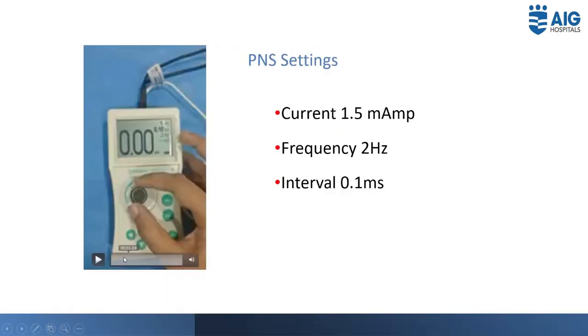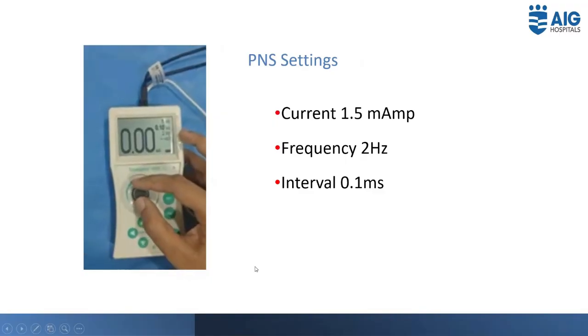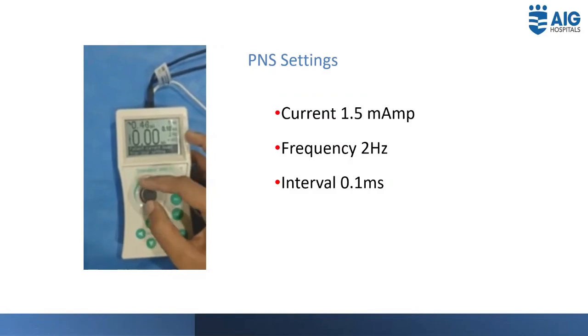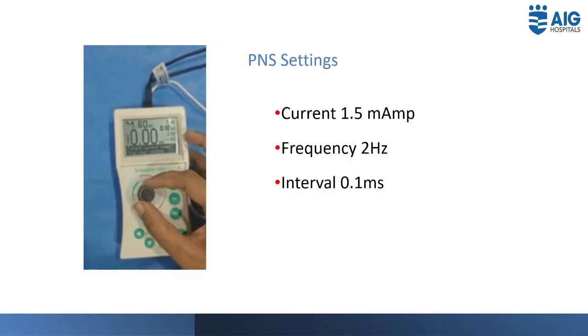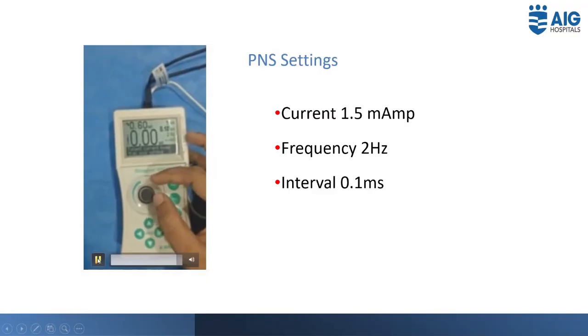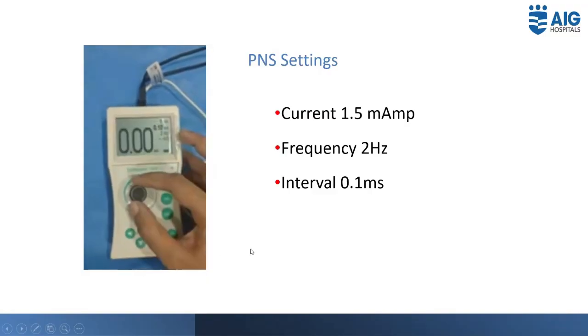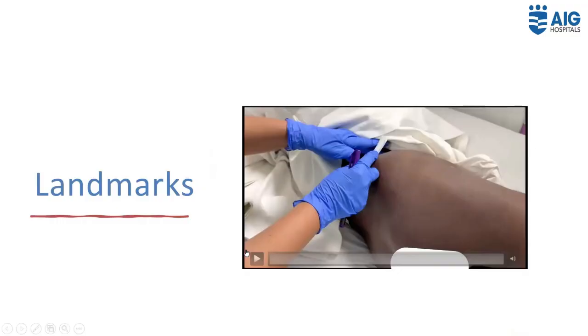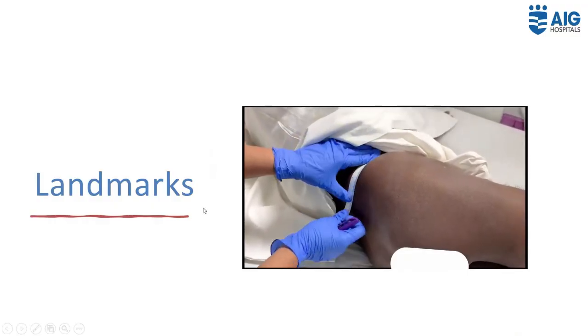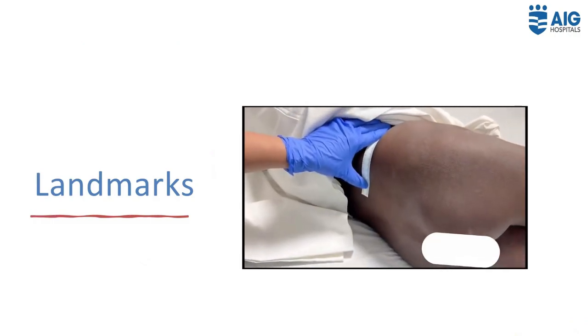The PNS settings we will be using in all PNS guided blocks in this discussion are a current of 1.5 milliamperes, a frequency of 2 Hz, and a pulse width of 0.1 milliseconds. Upon eliciting the required motor response, we shall reduce the current to 0.2 to 0.5 milliamperes. At the outset, we'll be drawing the following 3 lines. Line 1 will be an intercristal vertical line between the highest points of the iliac crest.